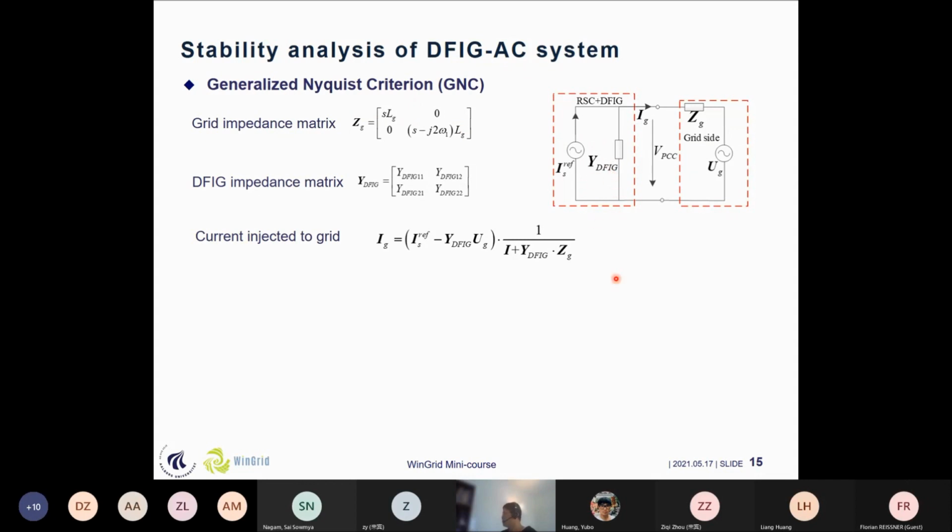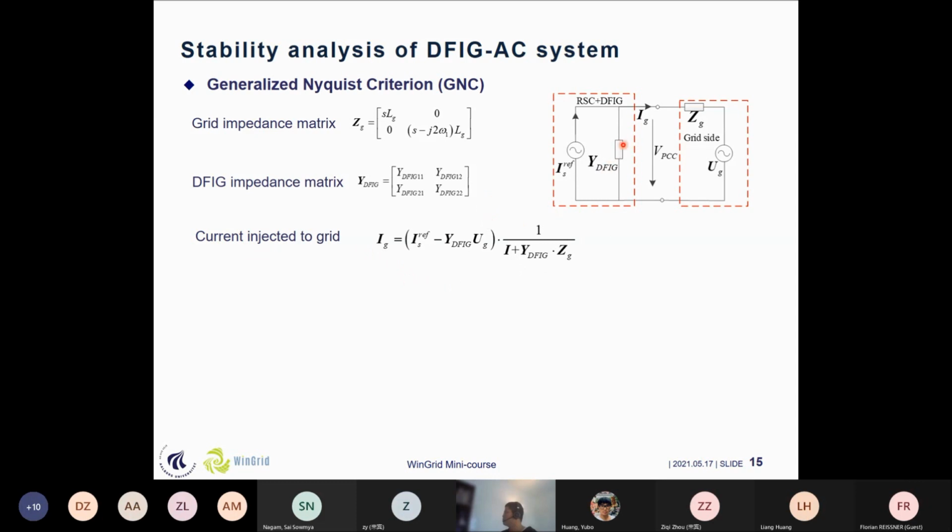You can see that for the impedance assessment criteria, one important thing we need to do is first transfer the DFIG with the RSC also to a Norton equivalent circuit, which is a current source and admittance. And for the grid side, if we consider the grid impedance in the Thevenin circuit, you can see here that it has an impedance and the grid voltage. For the grid impedance, since it's symmetric, you only have the LG, so it has no off-diagonal elements. It only has the diagonal elements. But for the DFIG impedance matrix, you have 4 elements since it's asymmetric. So we can get the current injected to the grid as this equation.